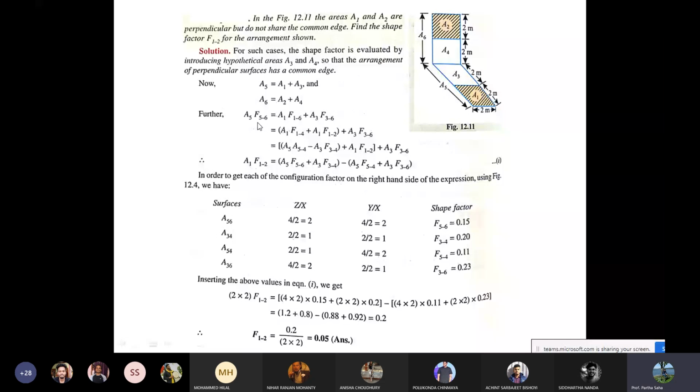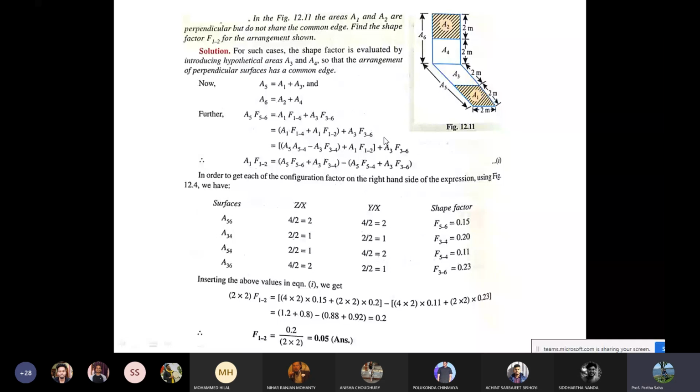Further, A5 to A6, that is the amount. This is the radiating surface, and this is the surrounding receiving surface. So A5 F56 can be divided into A1 F16 and A3 F36. Again, A1 F16 can be divided into A1 F14 and A1 F12, and A3 F36.